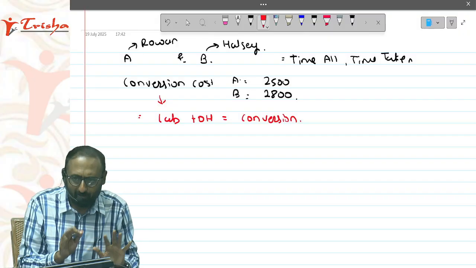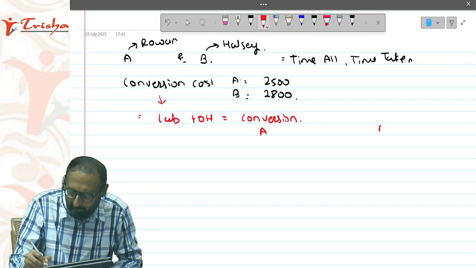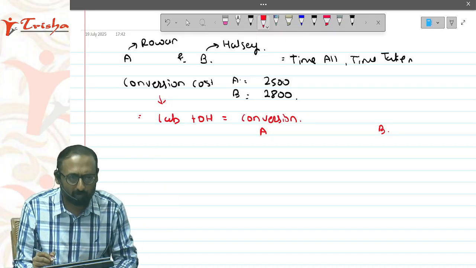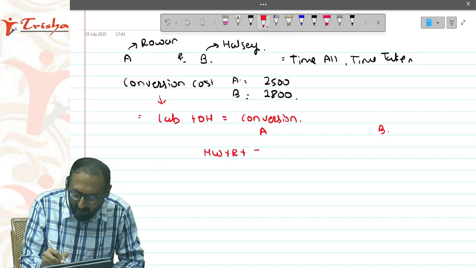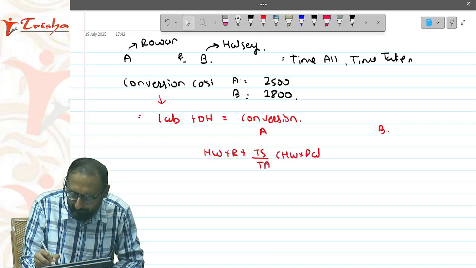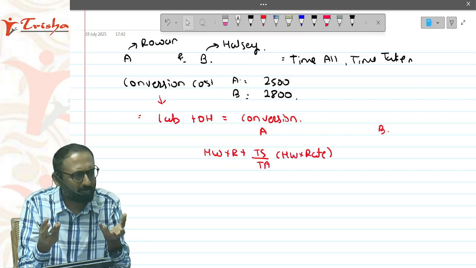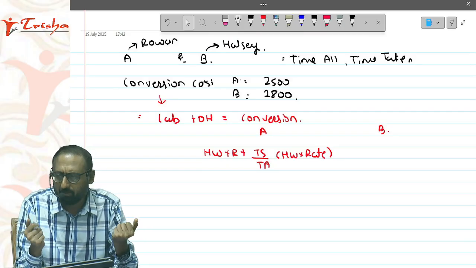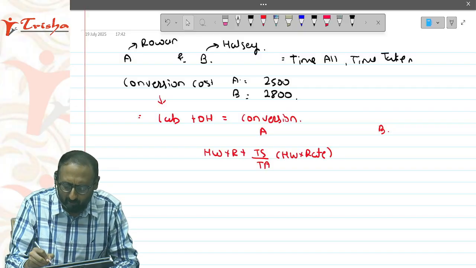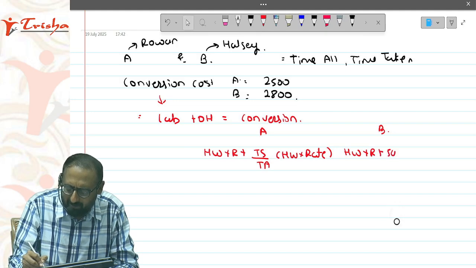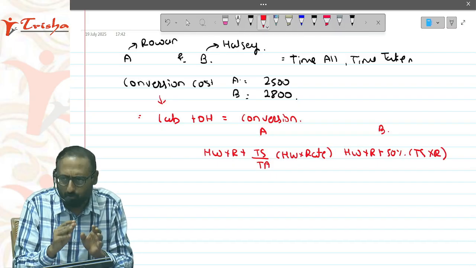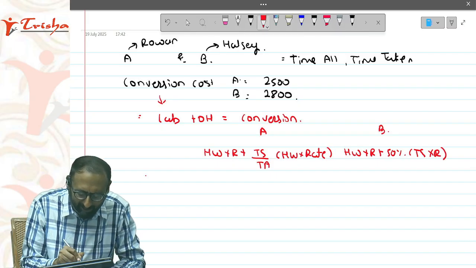So in case of A, what will you do, Sirji? In case of B, what will you do? A is paid according to Rowan. So you will do nothing, Sirji. Hours worked multiplied by rate per hour plus time saved upon time allowed into bracket hours worked multiplied by rate per hour. You will assume rate per hour as Y or X because rate per hour is not known, and B is paid according to Halsey. So we will write the Halsey formula: hours worked multiplied by rate per hour plus 50% of time saved multiplied by rate per hour. So rate is not known to you, so you'll assume X, then add overhead.